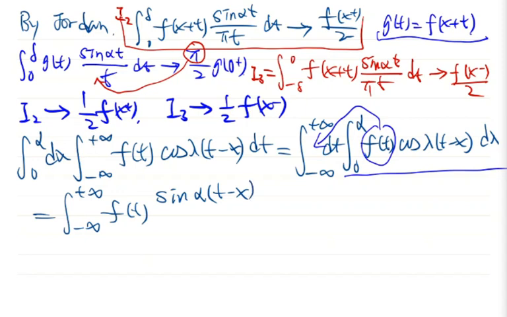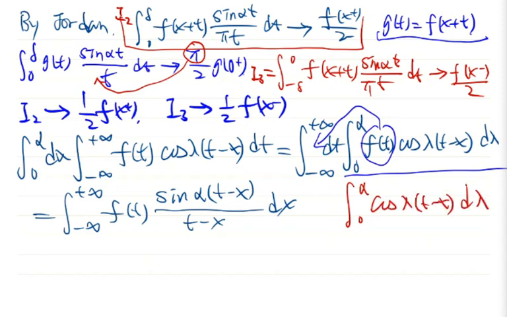over t minus x, dt. This is just by a direct computation of this integral, from 0 to alpha, of cosine lambda(t minus x) d lambda. Consider t minus x as a constant because the integration variable is lambda. Then the antiderivative of cosine is sine, so it is easy to see that this gives us this result.